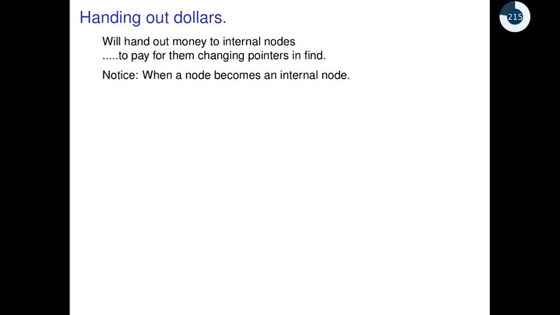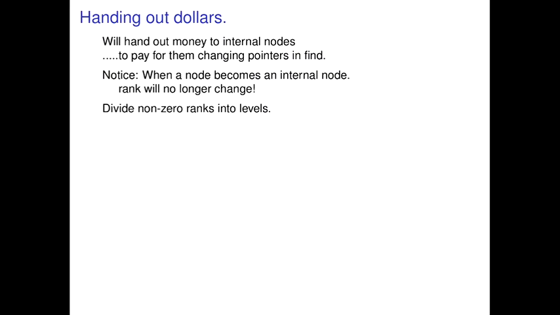When a node becomes an internal node, its rank will no longer change. You only change the ranks of the root nodes: you change the rank when you merge two sets, and you change the rank of one of the root nodes. So you never change an internal node's rank. Now you divide these non-zero ranks into levels. Who cares about the zero ranks? We won't worry about them right now, because the zero ranks don't point anywhere. Now we're going to divide them into groups.